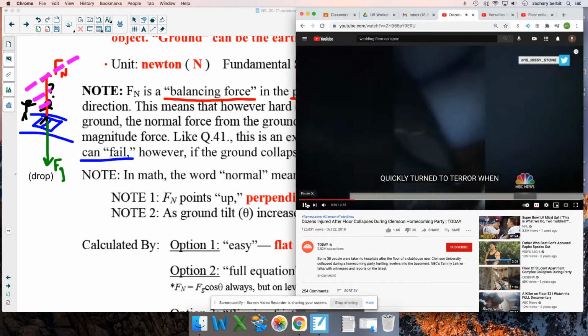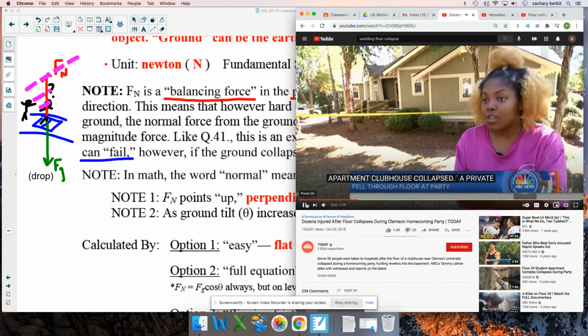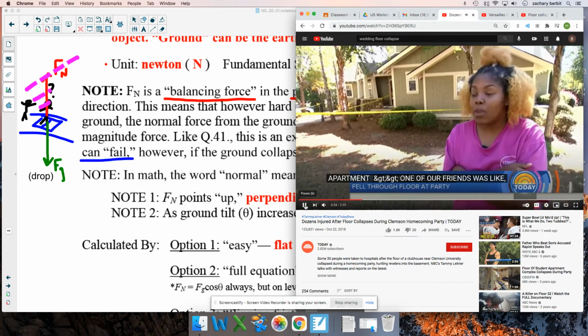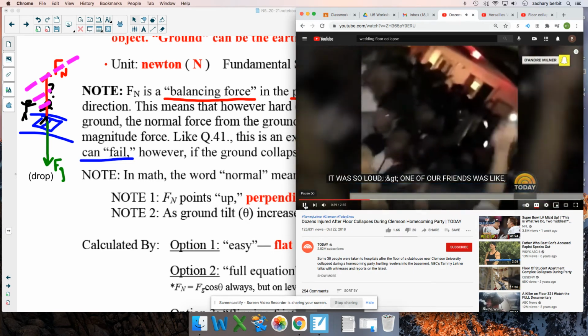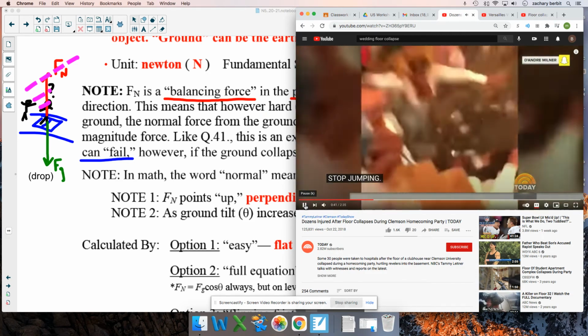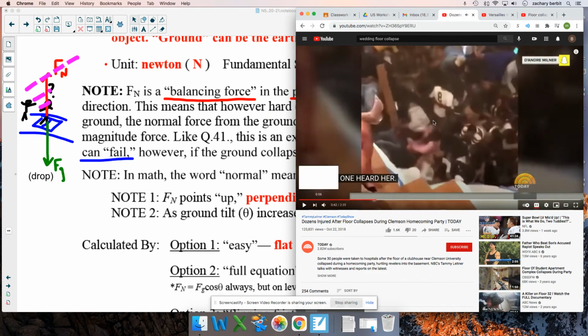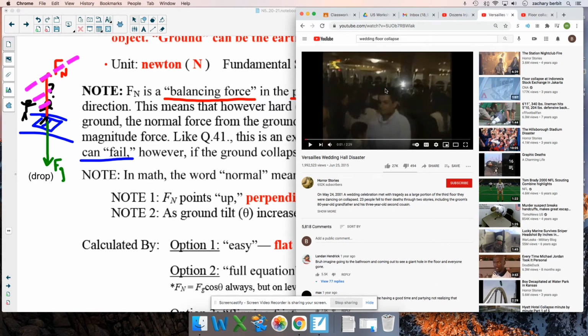One of ours was like, stop jumping, stop jumping. It was so loud. So well, that's the thing. She said, stop jumping. You're right. You have to be careful when you're in a multi-story event and people are jumping and having a good time because the floor can collapse. In this particular case, a lot of people got hurt. Fortunately, no one was killed. Here's another case.